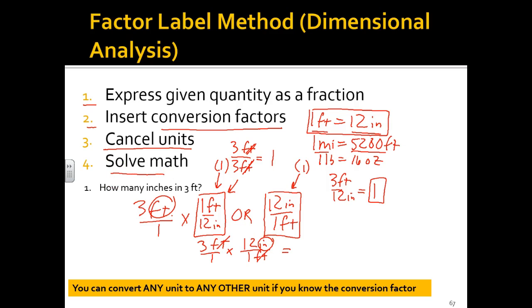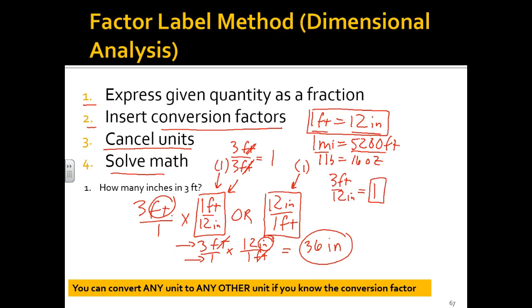So I multiply whatever's on the top, and then divide by everything on the bottom. So in this case, it's just 3 times 12, which is 36. 1 on the bottom, so I don't need to worry about it, and I'm left with inches, so it's 36 inches. Okay, and that, my friends, is the answer.